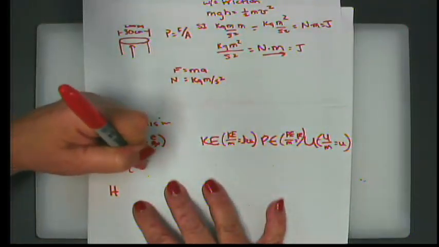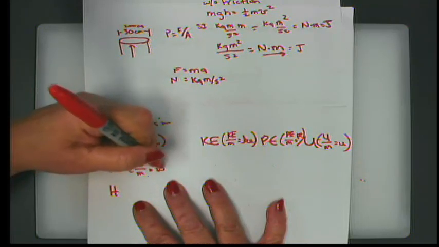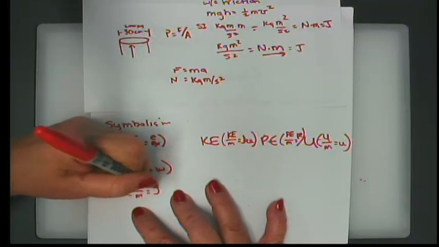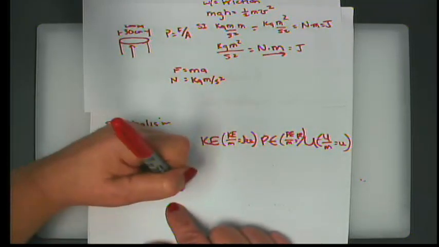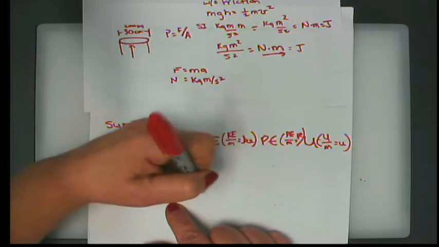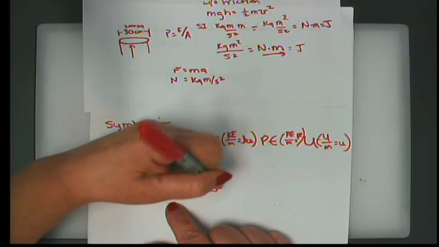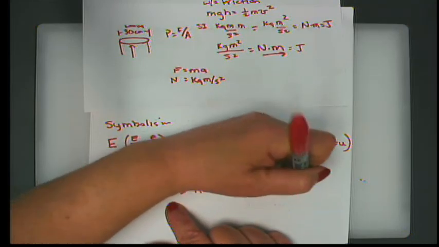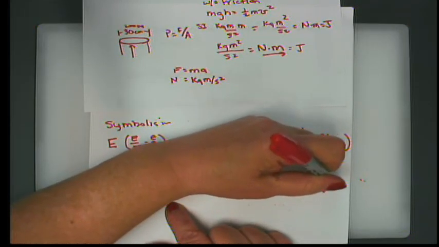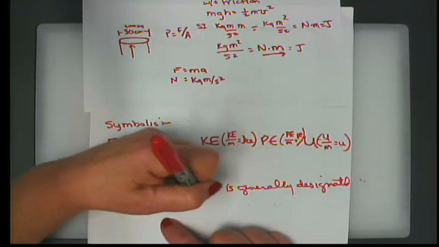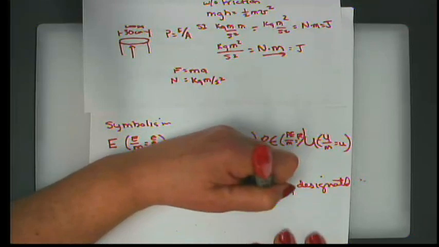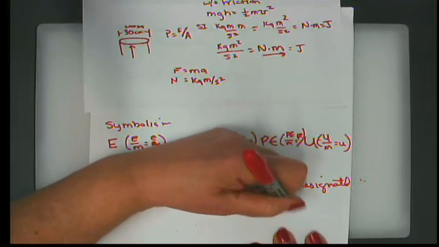We can do similar things for work and heat. Work over mass is equal to little w, and heat over m is equal to little h. Although heat is generally designated by the letter capital Q. So therefore, I would say Q over M is equal to little q.